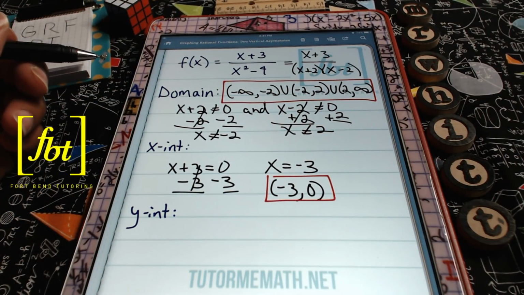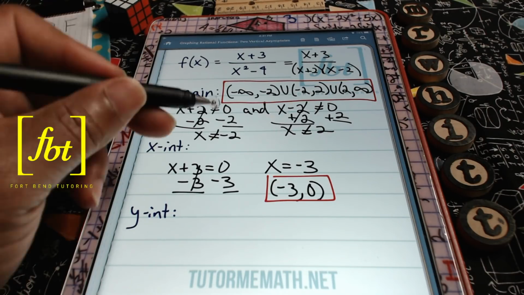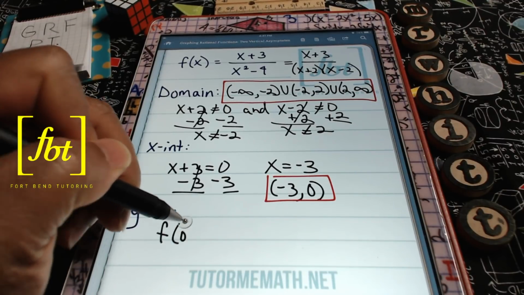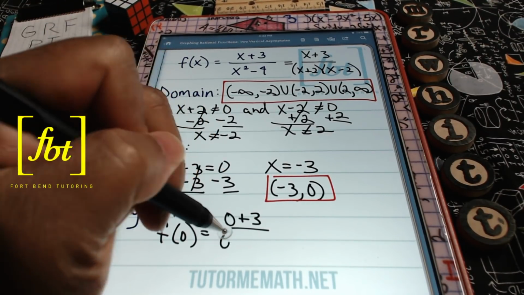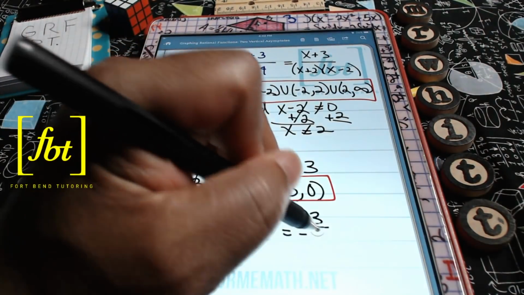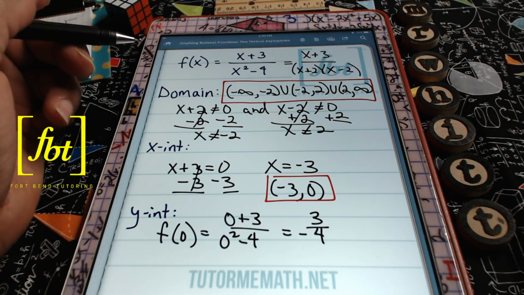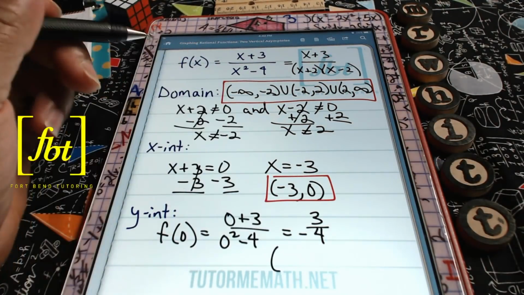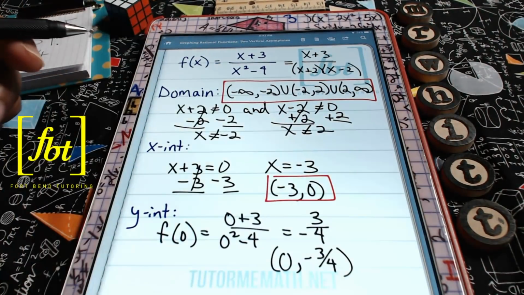Next, we'll be checking out the y-intercept. For the y-intercept, you'll simply be plugging in 0 for all of the x's and then solving for y. In other words, you want to find out what f of 0 is. So we'll have 0 plus 3 divided by 0 squared minus 4, and this simplifies to give you -3/4. So, knowing that, let's write this as an ordered pair, which will be (0, -3/4) for our y-intercept.